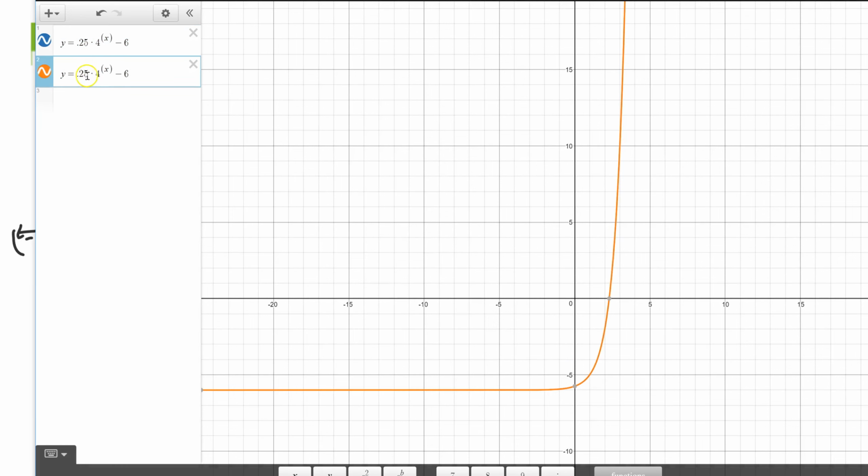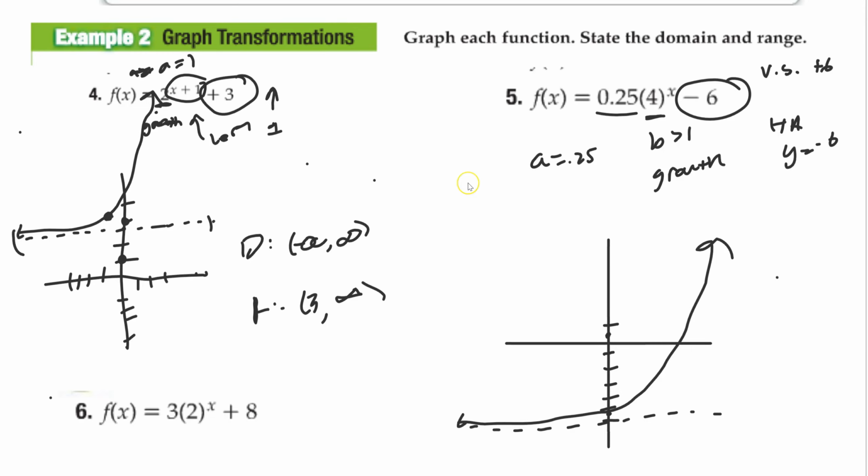Now, if I knew another one, I want to show what happens if I change this 0.25 to like a 5. So what it really does is it fixes the y-intercept, because now instead of crossing at 0.25, we crossed at 5 originally, and then we moved it down 6. So that's what the A does. It actually affects your y-intercept a little more. It still makes it a vertical stretch or shrink, but actually has a bigger effect on y-intercept. So that's what the A does for exponential functions.